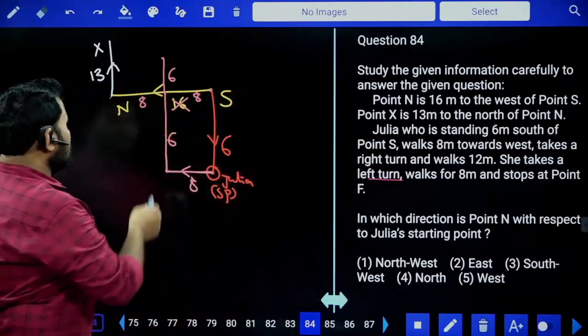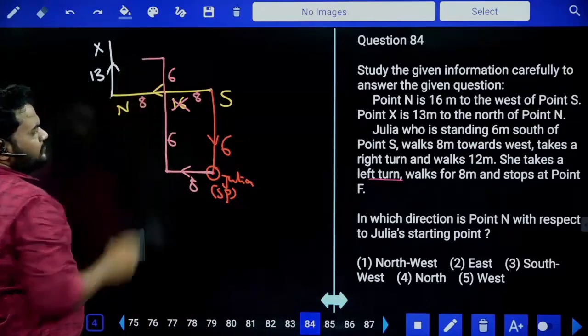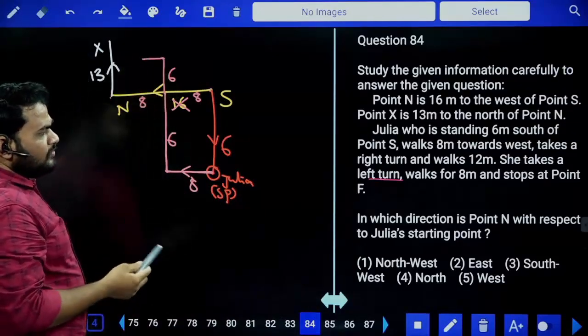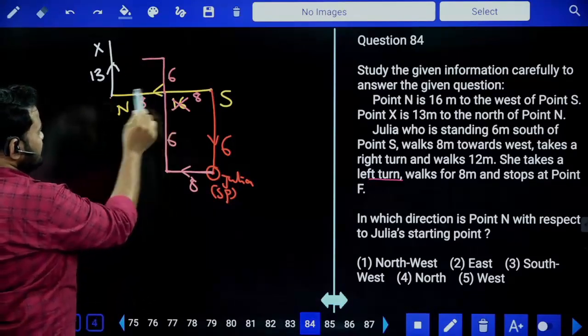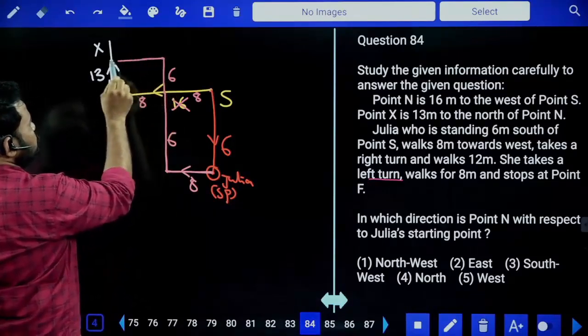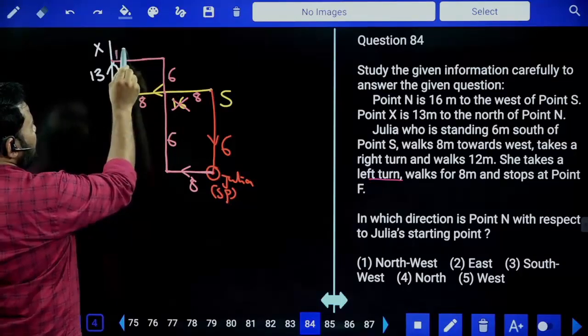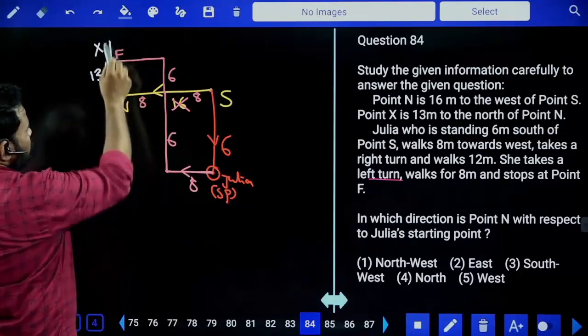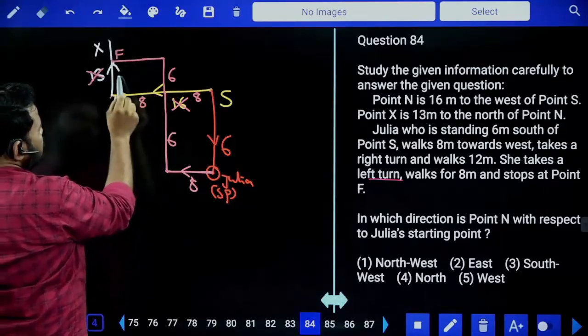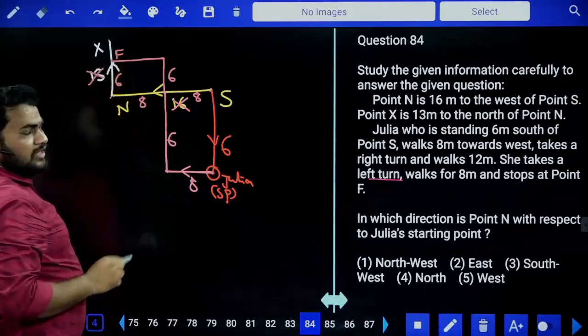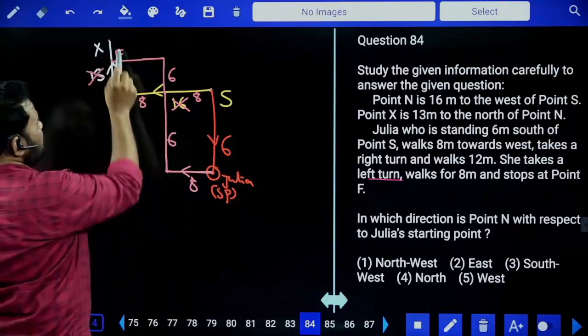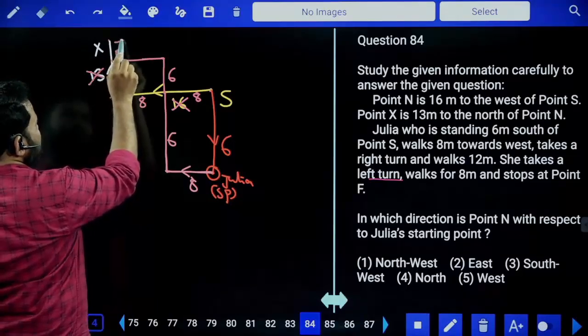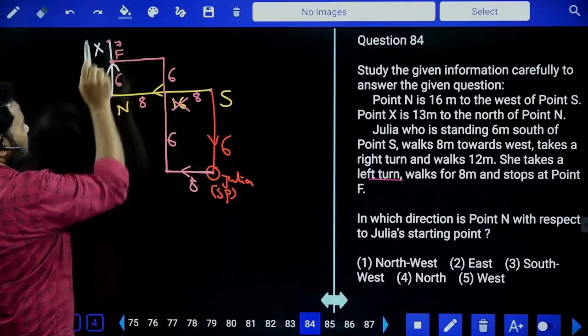She takes a left turn, so it is only a left turn. She stops at F after walking 8 meters. As it is 8 meters, she will reach this point and it will be named F. So it was a total of 13. Out of 13, 6 was completed. Remaining will be 13 minus 6, that is 7 meters. The distance between X and F will be 7 meters.